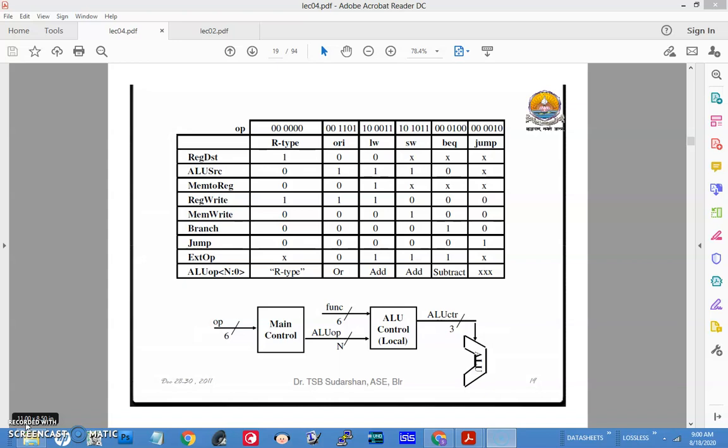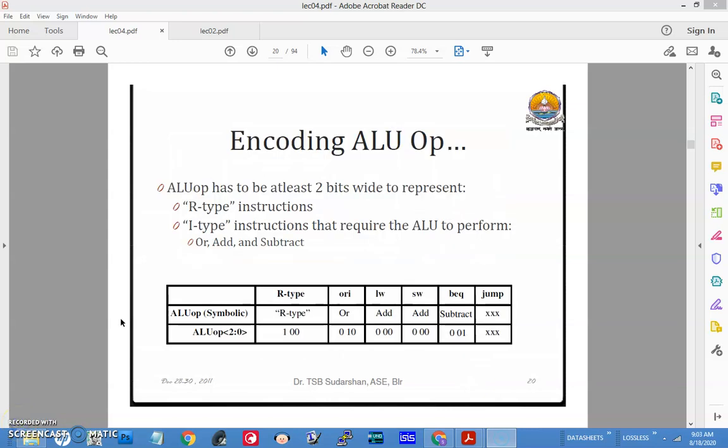Now let us see how the second control unit, the ALU control unit, is working. The input to the ALU control unit is the 6-bit function code, and the output from the main control unit, which is ALU OP. With these two, you will generate a 3-line control signal for the ALU. With the 3-line control signal, you can specify 8 operations for the ALU. We shall see more details on the generation of the ALU control lines.